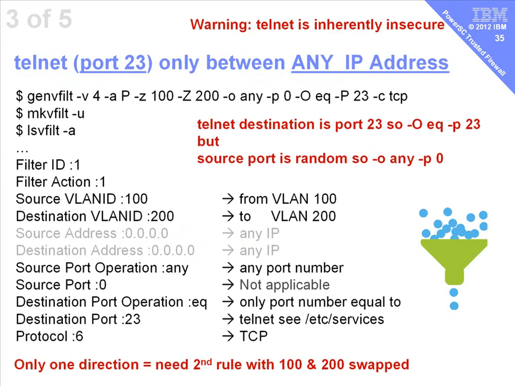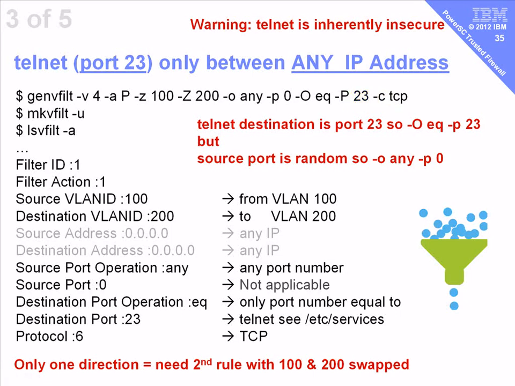Now here's our third example. Things are getting a bit more complicated in here. Now I know I'm using Telnet, but we're just trying to learn the rules rather than encourage you to use Telnet. Telnet is port 23, and we're going to allow Telnet between any IP address between these two VLANs. So again, at the front in here we have IP version 4 and permit, the two VLANs. If we go to the end here, we see we're using the TCP protocol with the -C option. Here's the port number 23, which is linked to Telnet.